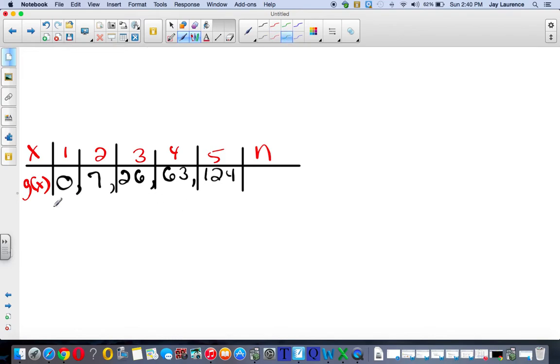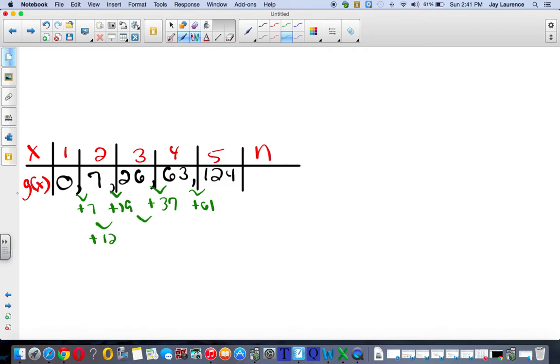Okay, I'm going looking for the first differences, and I got what? Plus 7, plus 19, oh, I got a mental blank, 37, right? Yeah, 37, and this will be plus 61. My second differences don't match.